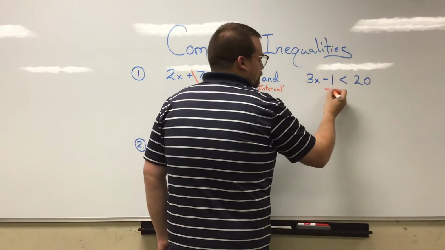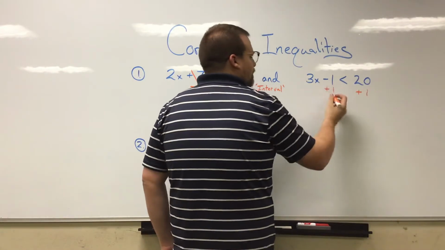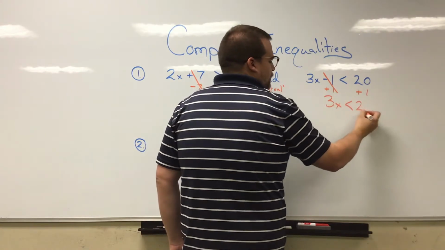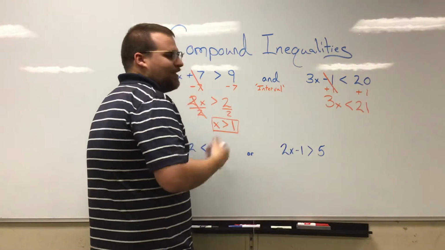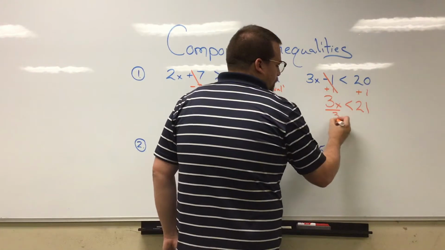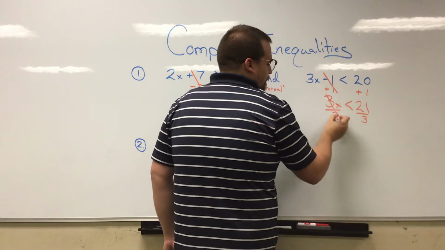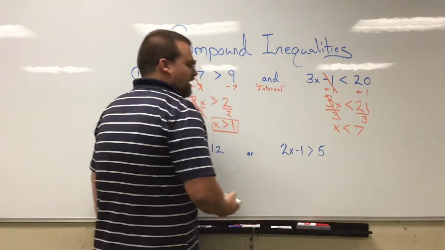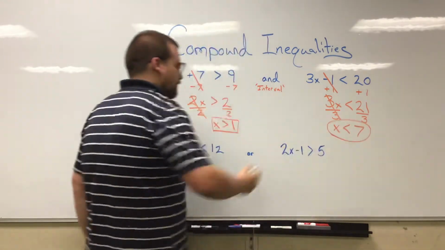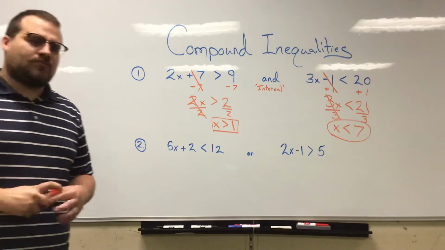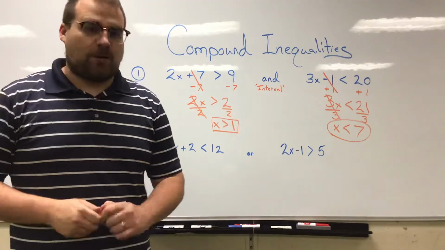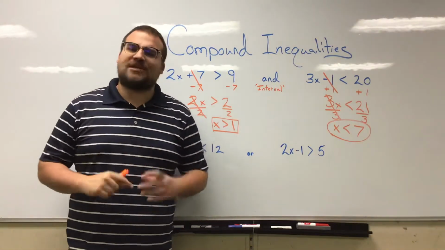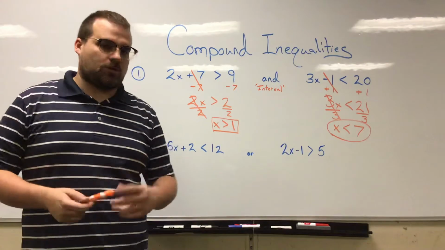So again, to get x on its own, we need to get rid of this 1 and need to get rid of that 3. Add 1 to the other side to get 3x is less than 21. And then to get x on its own, let's divide by 3 and find that x is less than 21 over 3, or 7. So here's our other inequality. Now we need to make an interval from those. In other words, a thing saying x is between this and this. That's what an and inequality will look like.